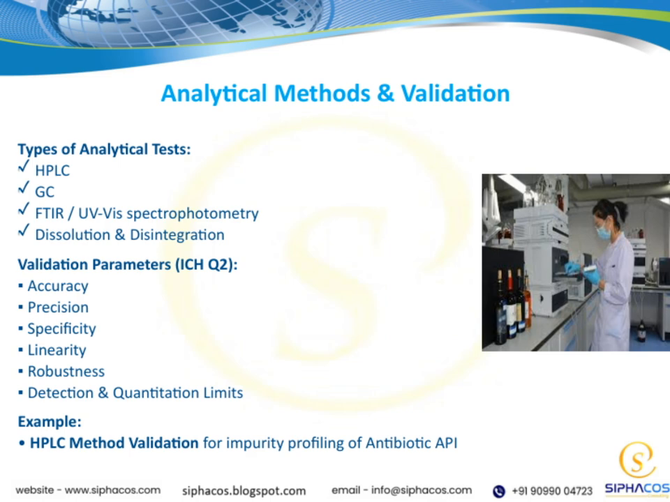To bring this all together, let me give you an example: validating an HPLC method for impurity profiling of an antibiotic API. This process involves thoroughly testing the method's accuracy, precision, specificity, and other parameters to ensure it can reliably identify and quantify impurities. This kind of validation is essential because it guarantees the quality, safety, and efficacy of the pharmaceutical product before it reaches patients. In summary, these analytical methods and validation parameters are the backbone of quality control in pharmaceuticals. They help us ensure that every product meets stringent standards and is safe for use.